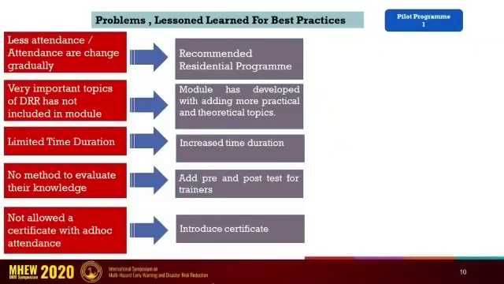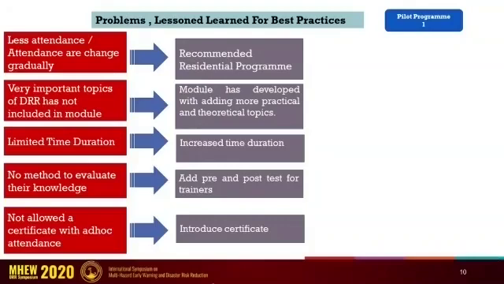These are the problems and lessons learned for this program. First, attendance was low and changed gradually, and some very important topics were missing in the first module. We identified limited time duration, and we didn't have a proper method to evaluate their knowledge. Another thing is we didn't allow a certificate for this first program. We recommended that the second program should be a residential program.